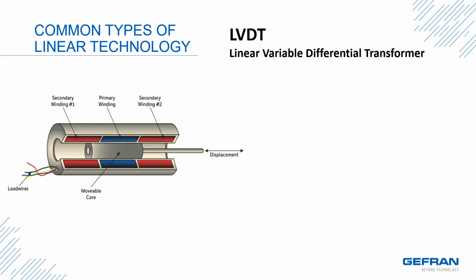When the movable core is centered with the primary and secondary windings, as shown in this picture, the voltage induced in the secondary windings is of equal magnitude but 180 degrees out of phase, and thus cancel. This would indicate a linear measurement of 0. Moving the core left or right induces a greater voltage in one of the secondary windings than the other. The difference, or differential, in the voltages represents the linear measurement. This is why the device is referred to as a linear variable differential transformer.